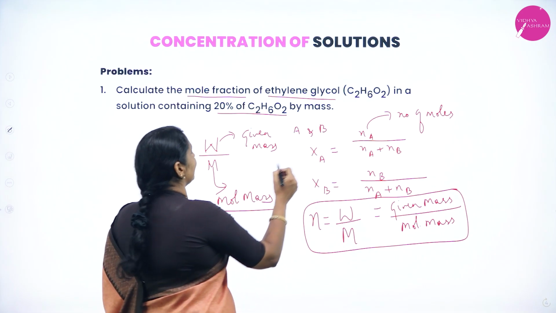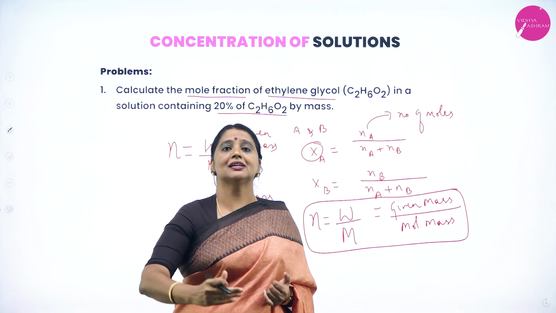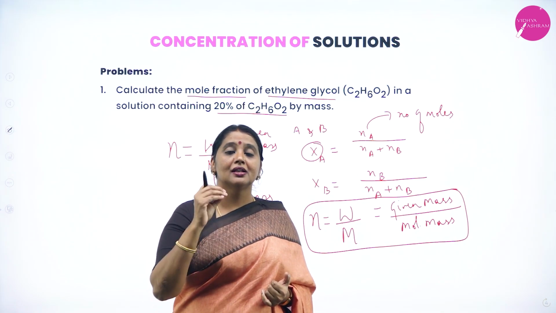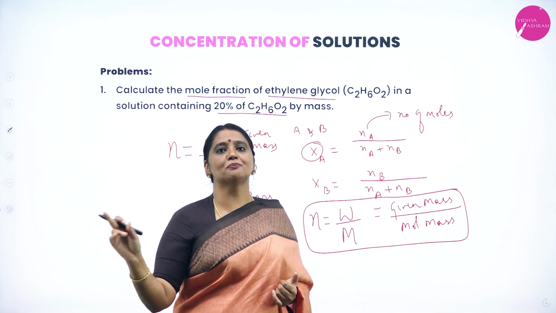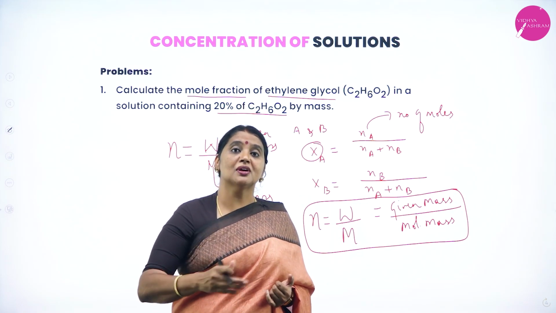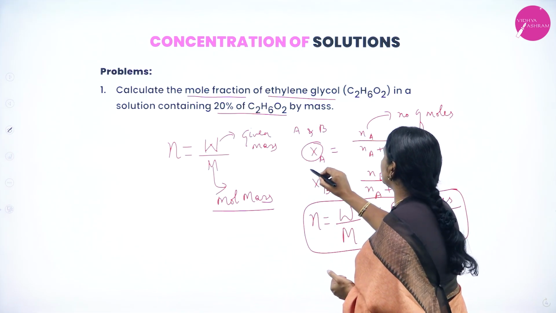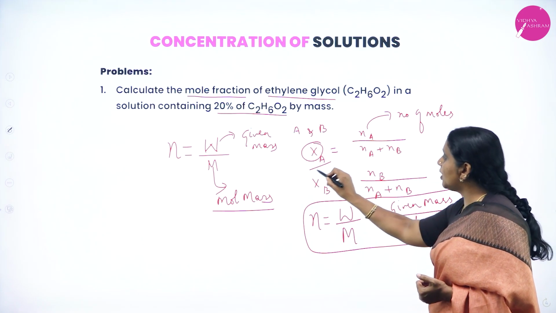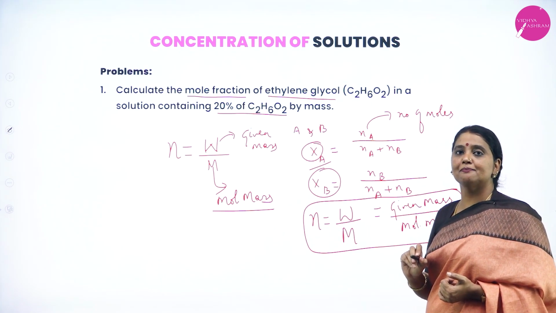Mole fraction is denoted by capital X. Mole fraction of a solution cannot be calculated. Mole fraction of each component present in the solution can be calculated by using the formula: number of moles of that component divided by total number of moles of all the components present in the solution. For example, if you want to calculate mole fraction of A, it can be calculated by using the formula NA divided by NA plus NB. If you want to calculate mole fraction of B, it can be calculated using the formula NB divided by NA plus NB.